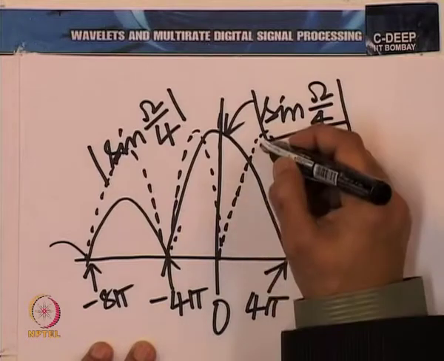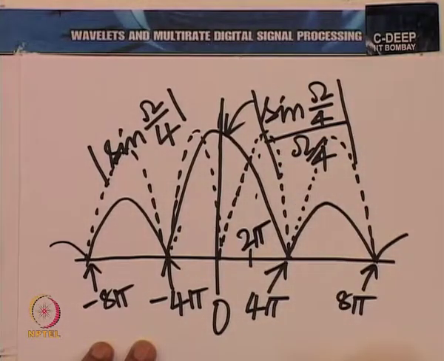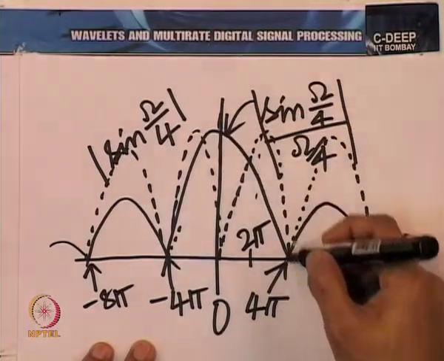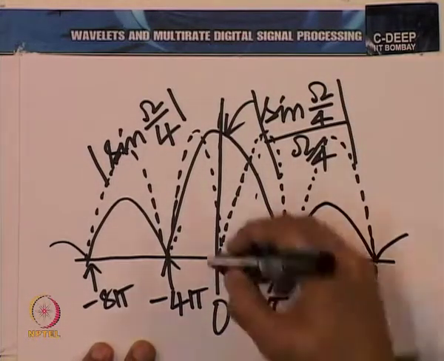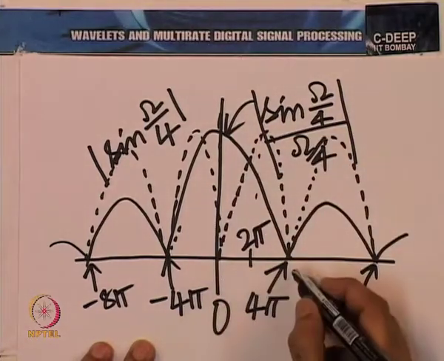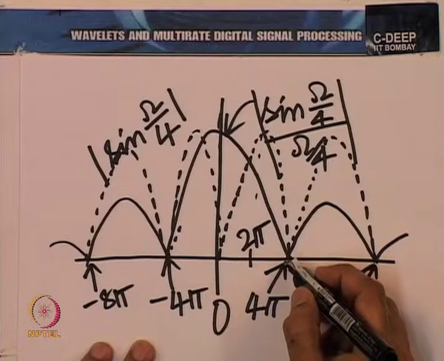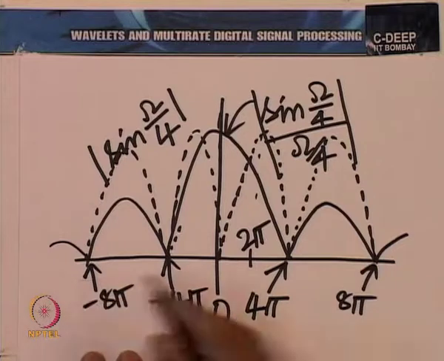So, omega is 2 pi. The maximum here occurs at 2 pi, and therefore, when you multiply this decreasing function by an increasing function here, there is going to be some point of maximum in magnitude somewhere in between 0 and 4 pi, and it is going to taper off to 0 at 4 pi again. So, let me focus. You see, in the other side lobes it is easier to understand.